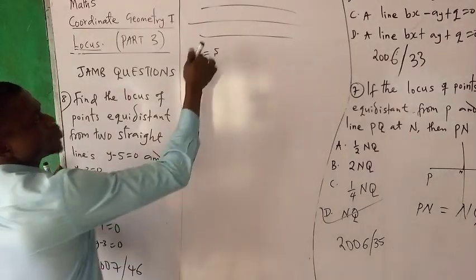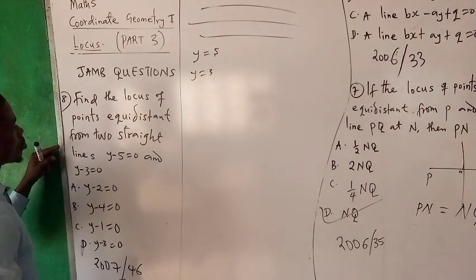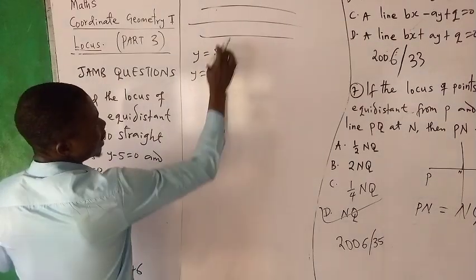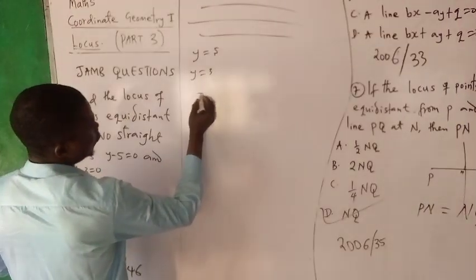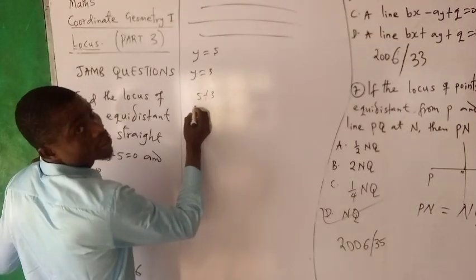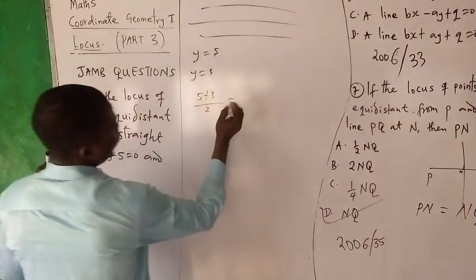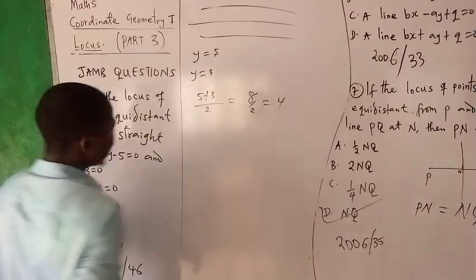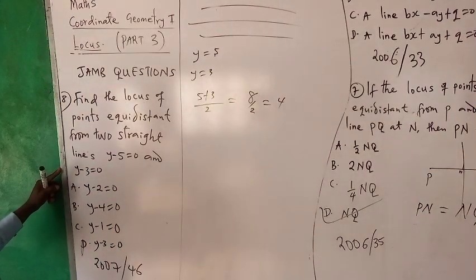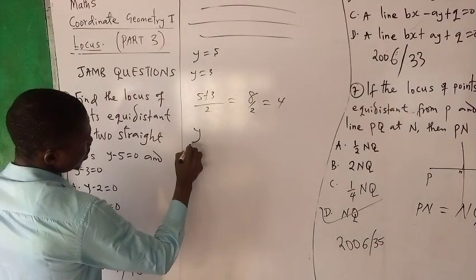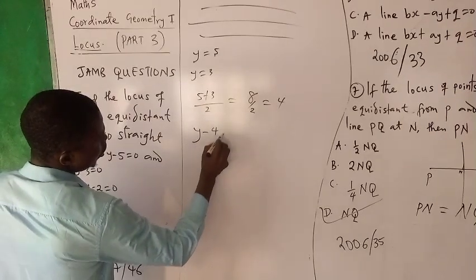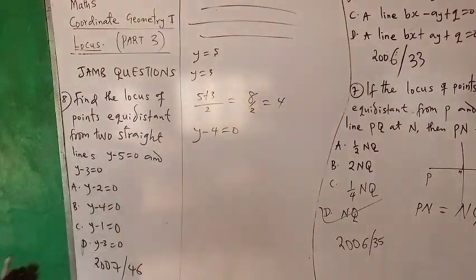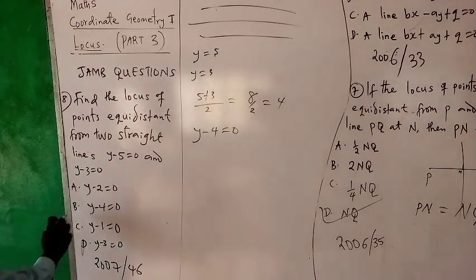Now, to find the middle line, which is the equation of the locus, you are going to add up the numbers by saying 5 plus 3, then divide by 2. 5 plus 3 is 8. 8 over 2 is 4. Now the line becomes y minus 4 equal to 0. And that is option B.